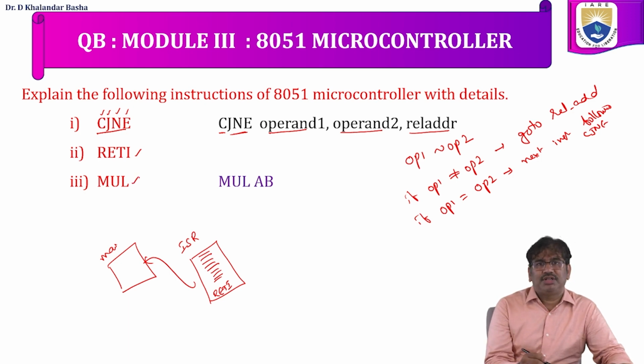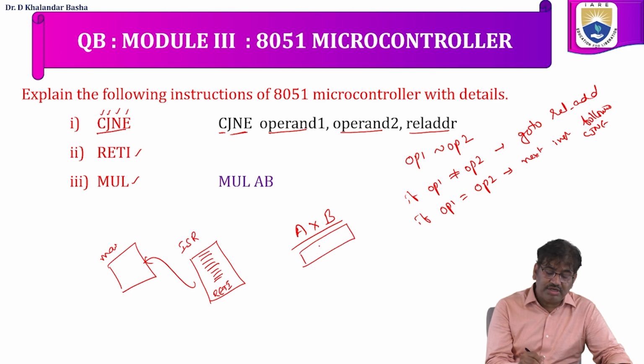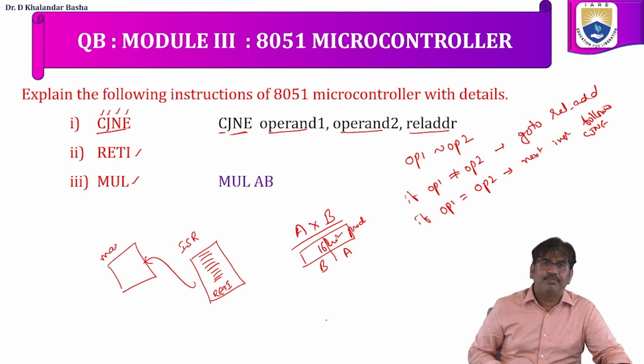Next is the MUL instruction. For MUL also, the operands are specified only in the accumulator and B register. The syntax of the instruction is MUL AB. Here A and B are not separated by any comma or space. The 8-bit accumulator contents will be multiplied with the B register contents. The 16-bit product will be in the accumulator and B register: the lower 8 bits in the accumulator and the upper 8 bits in the B register.